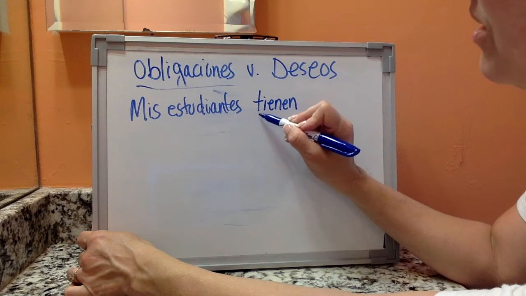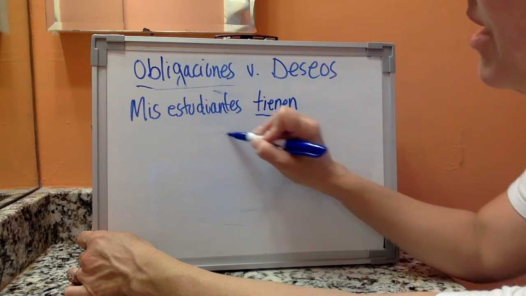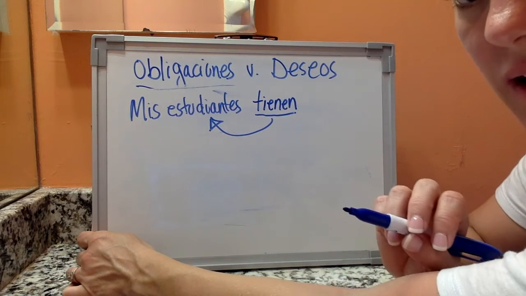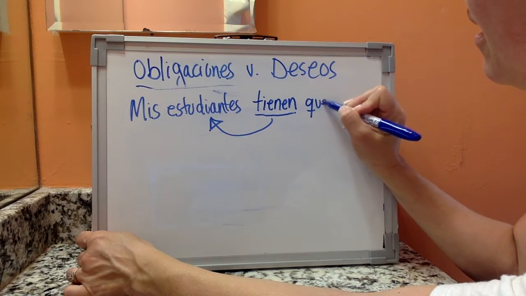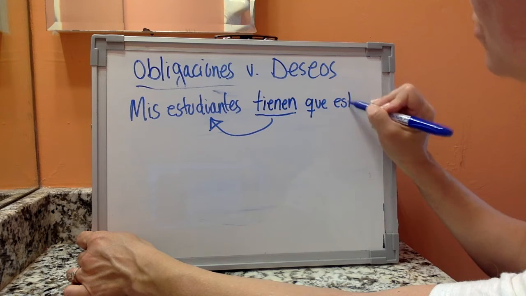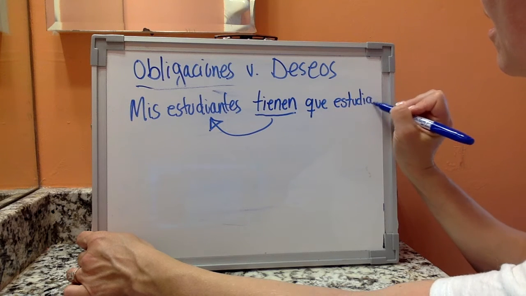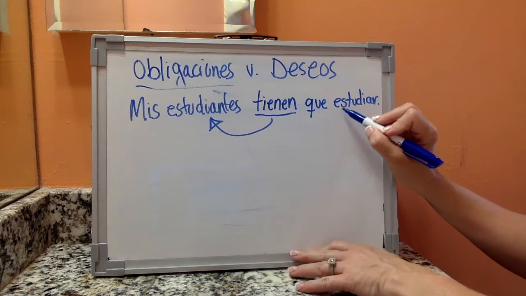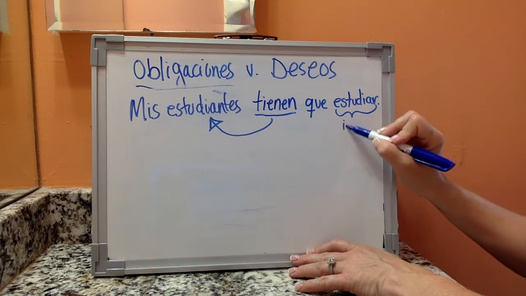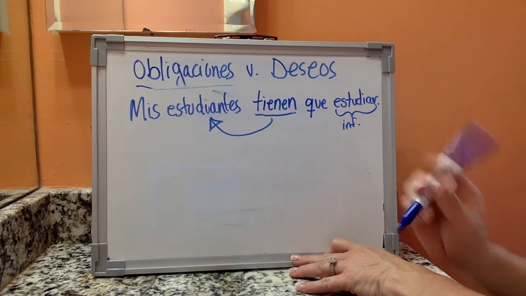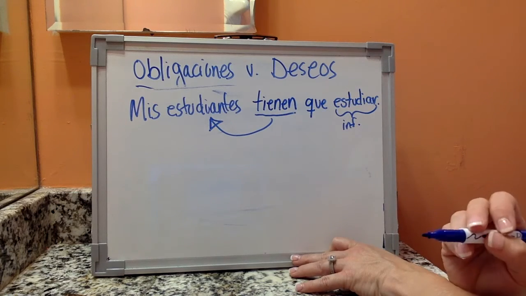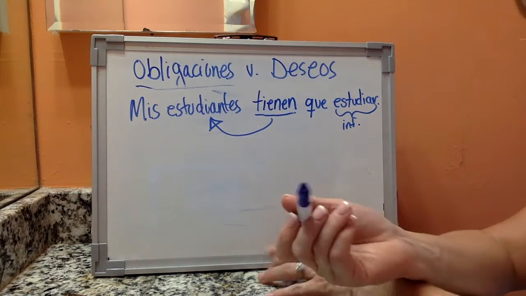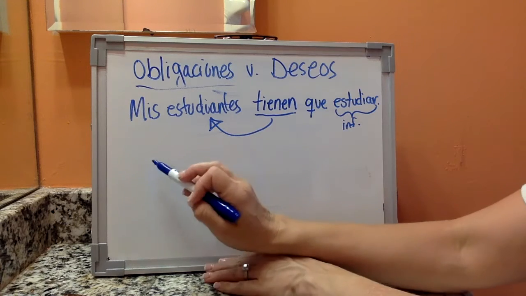So mis estudiantes tienen que estudiar. So notice conjugated form of the verb tener that corresponds correctly to the subject, plus que, plus estudiar, and this is our infinitive. Okay? Mis estudiantes tienen que estudiar. Okay? I want to say you guys need to finish your homework.